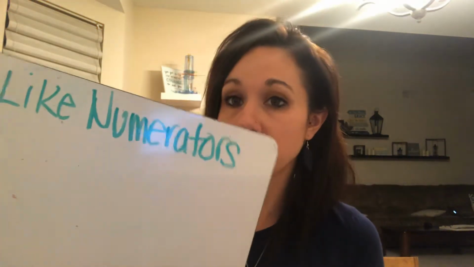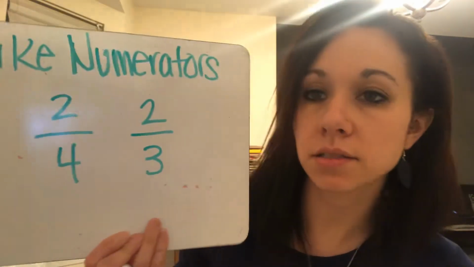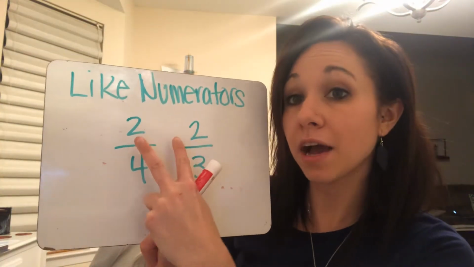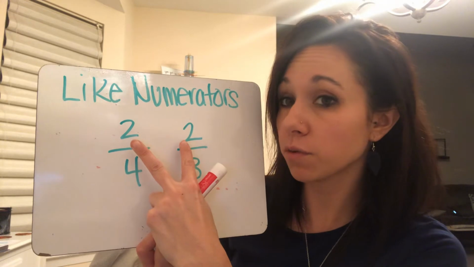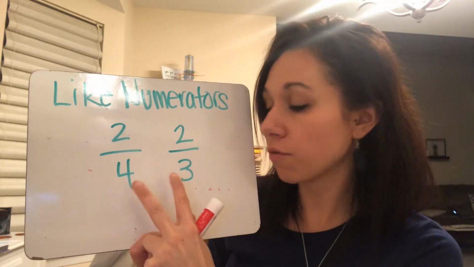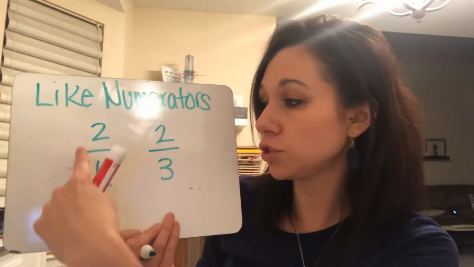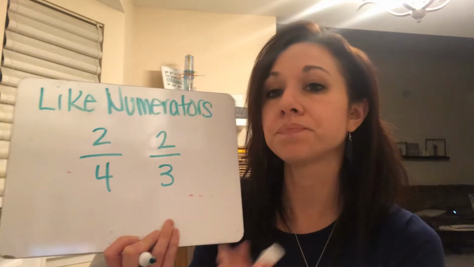And we also learned about like numerators. This was a little bit trickier. I just want to write down an example. When we have like numerators, let's take something like this. Our numerators are the same. We have 2 in the numerator for both of these fractions, and we have 4 and 3 as the denominator. So we have 2/4, and we're comparing it to 2/3.